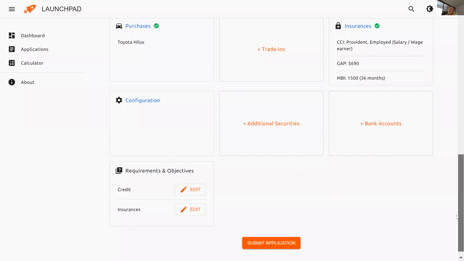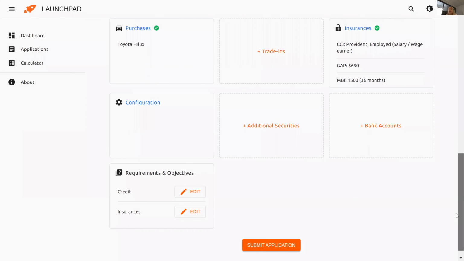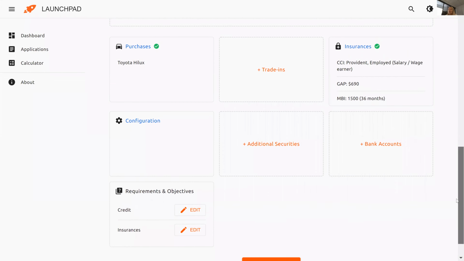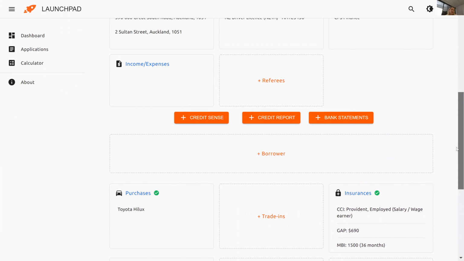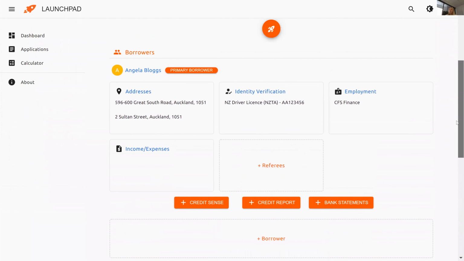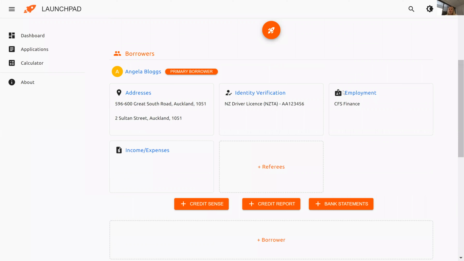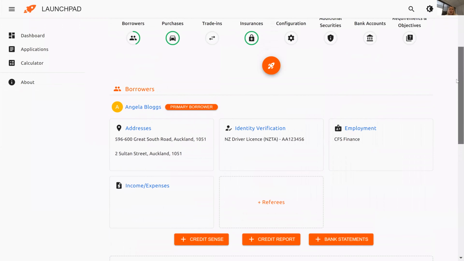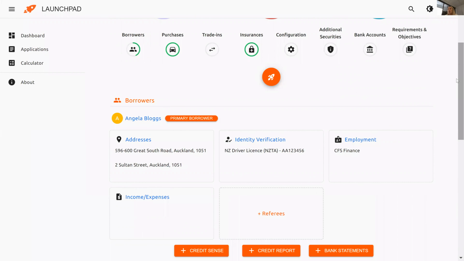We haven't put any bank account details there. We haven't put a trade-in in. And it looks like we've answered the requirements and objectives for the insurance products. So it's a nice view and a quick view really to what you've just keyed in.